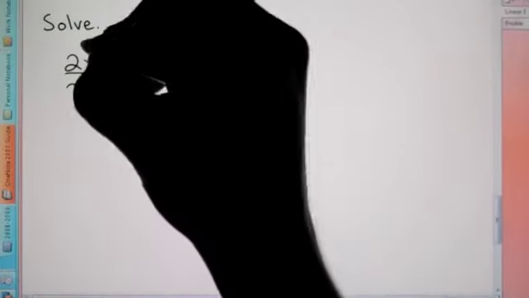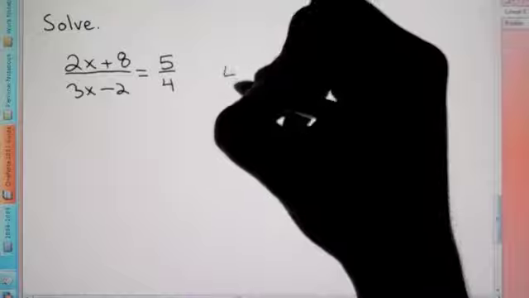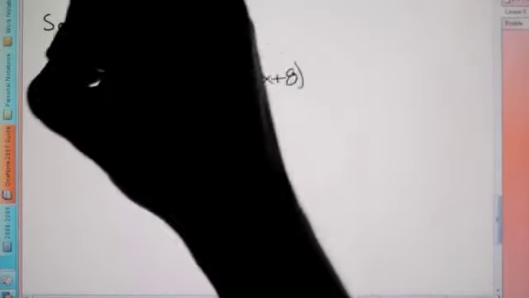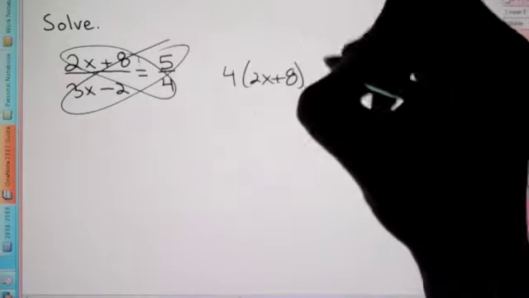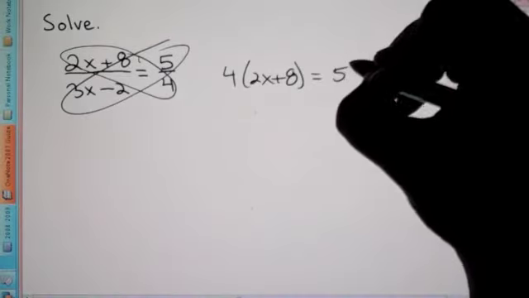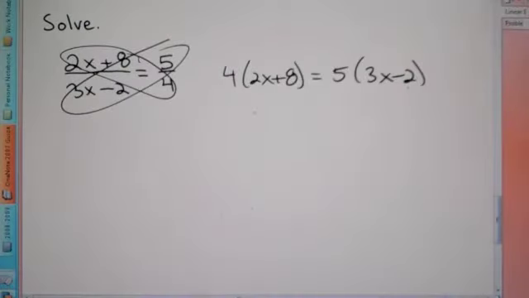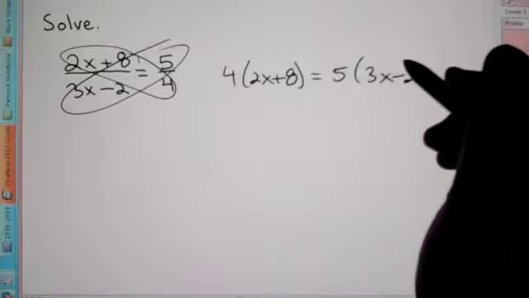So we have diagonally, 4 times 2x plus 8, okay, is equal to 5 times 3x minus 2. Again, multiply diagonally and set them equal to each other.